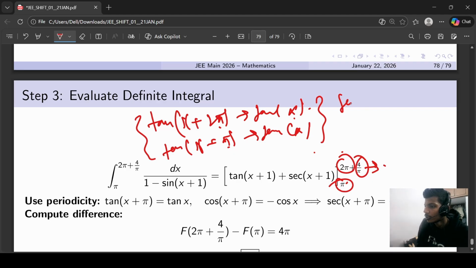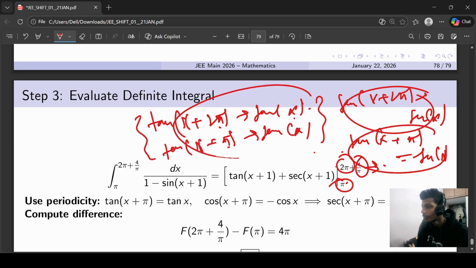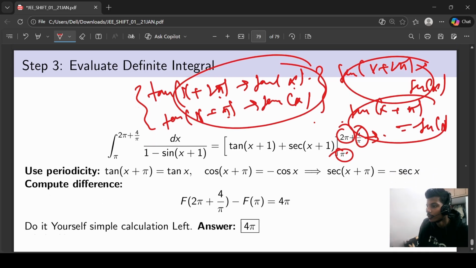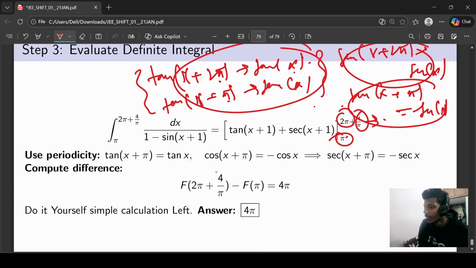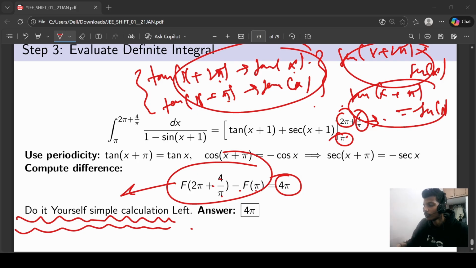And for the secant one, x plus 2 pi will give us secant of x, and secant of x plus pi will give us minus secant of x. We have to simply put it here. Finally, when I put all the values of f at 2 pi plus pi by 4 minus f of pi, it will give us 4 pi. There is a little bit of calculation, do it yourself, simple calculation. Till now any doubt guys? Any doubt till now? No?